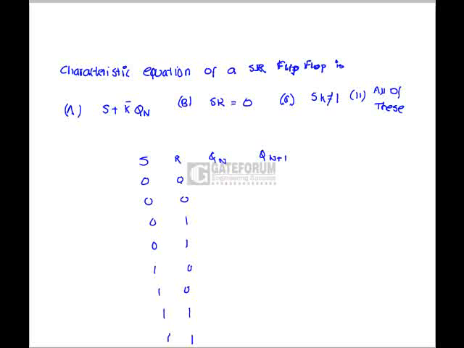Whenever S and R both are 0, the previous state remains as it is. If reset is 1 and set is 0, whatever the previous state, the output is 0. If the set input is 1, irrespective of the previous state, the output becomes 1. If both S and R equal 1, that is a don't care condition.